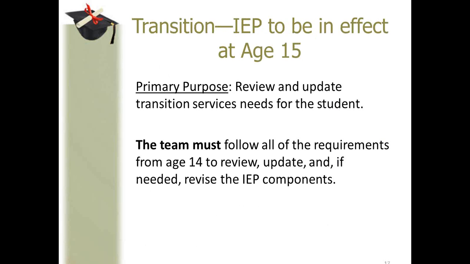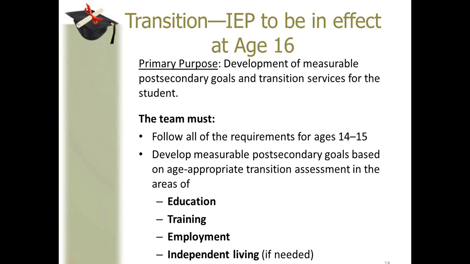Beginning with the IEP to be in effect at age 15, the primary purpose will be to review and update the transition services needs of the student, and the team must follow all of the requirements from age 14 regarding review, updating, and if needed, revising the IEP components. Changes occur with the IEP to be in effect at age 16. The primary purpose becomes the development of measurable post-secondary goals and transition services for the student.